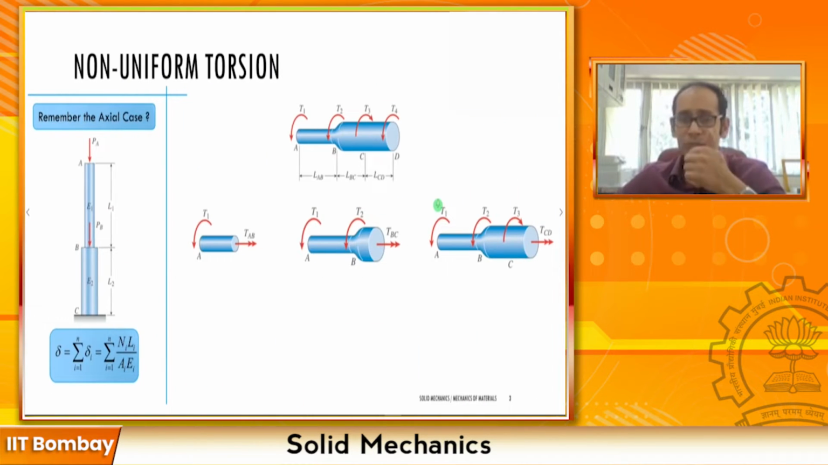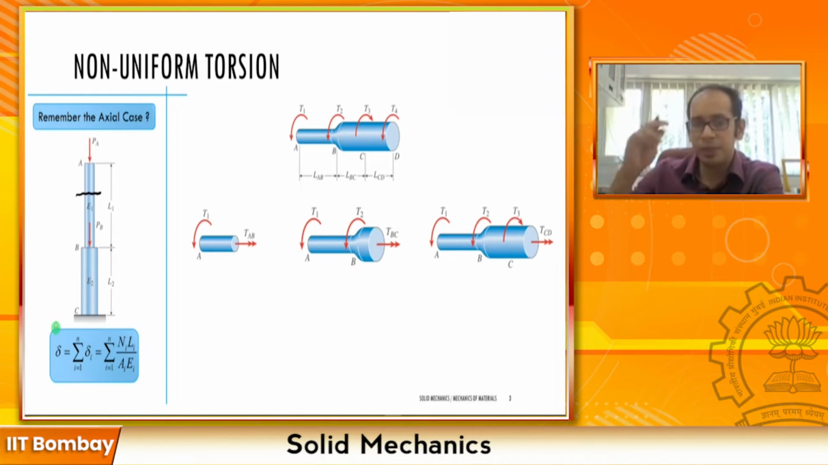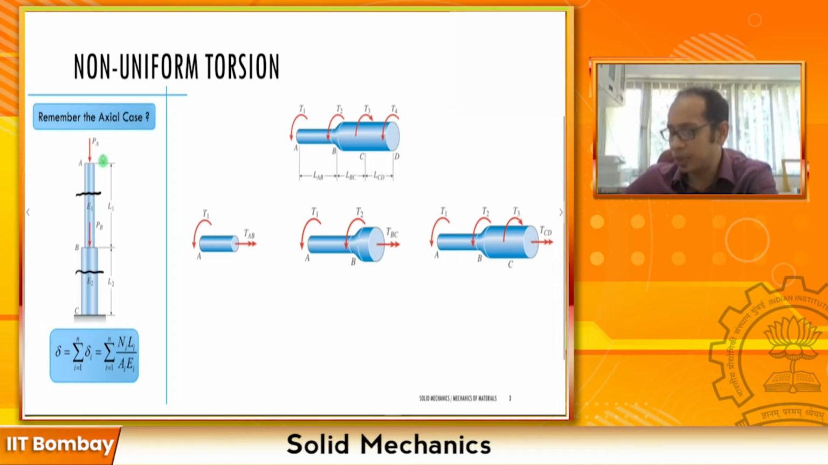For example, the first one, do you remember the axial case what I have given here? We are going to look at non-uniform torsion, but please recall the case of non-uniform axial loading. It is still determinate over here, but do you remember how we calculated the delta? At every discontinuity, in between those discontinuities, we cut the cross sections, calculated the internal forces N, and our eventual delta, the total delta of this whole bar.